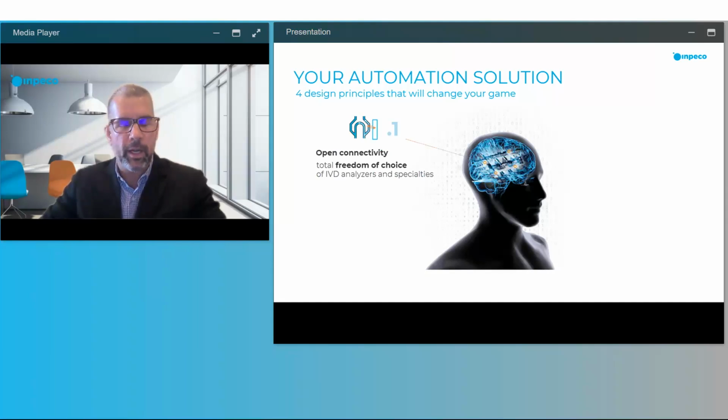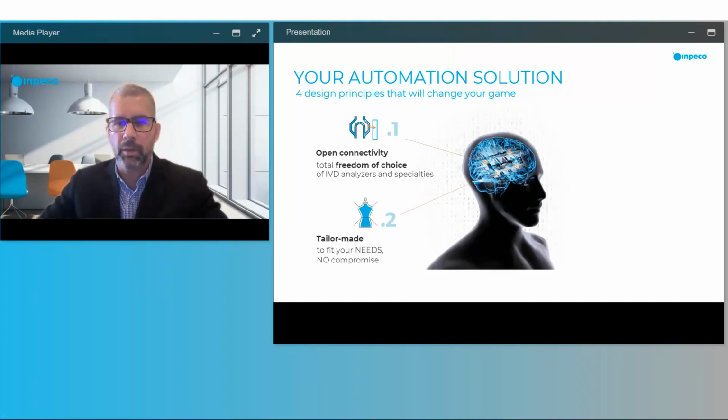Bruno did a phenomenal job of detailing open connectivity. That's who we are. That's how we're built. That's what's at our heart, the open connectivity, meaning that we're agnostic in the sense of analytical platforms, providing freedom of choice with reference to the best in class that you choose for your laboratory as far as the analytical components are concerned. That's at the core of our value proposition to the market, and it's what we can bring to our North American customers.